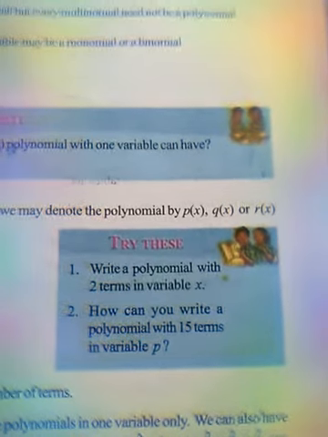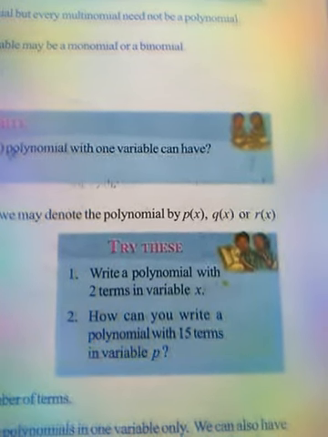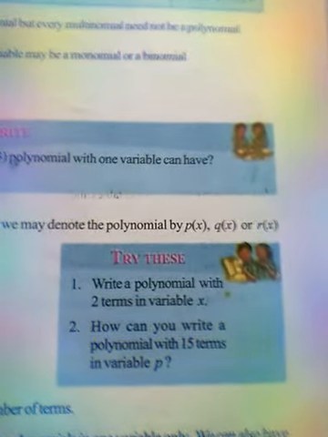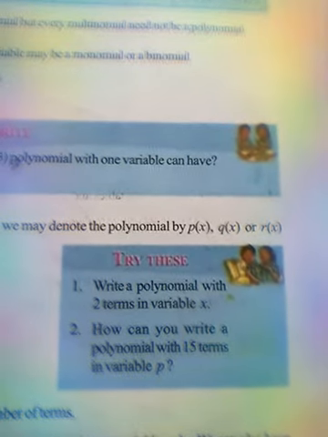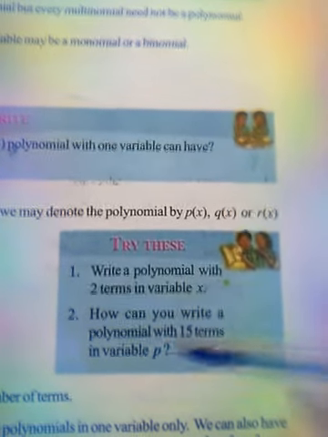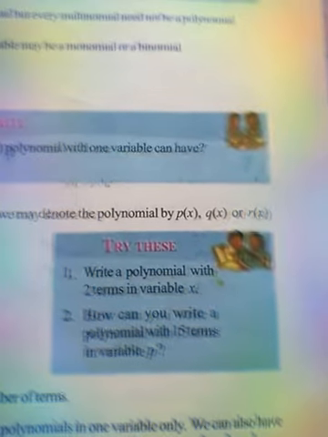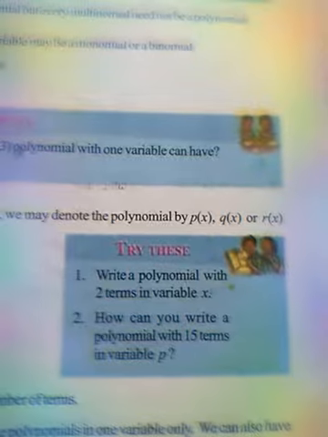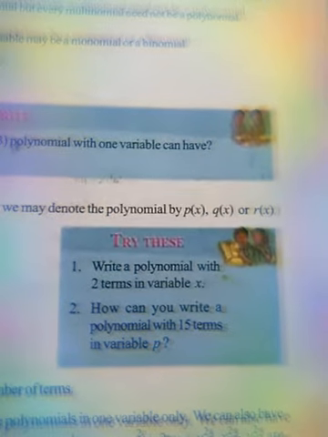For 15 terms, you take p power 14. Exponent plus 1 is the number of terms. The maximum number of terms we get is the highest exponent plus 1. The rest you may write as you wish. Here, from p power 14 onwards you have to write: p power 14 plus p power 13 plus p power 12 and so on, up to p power 0, that means the constant term.